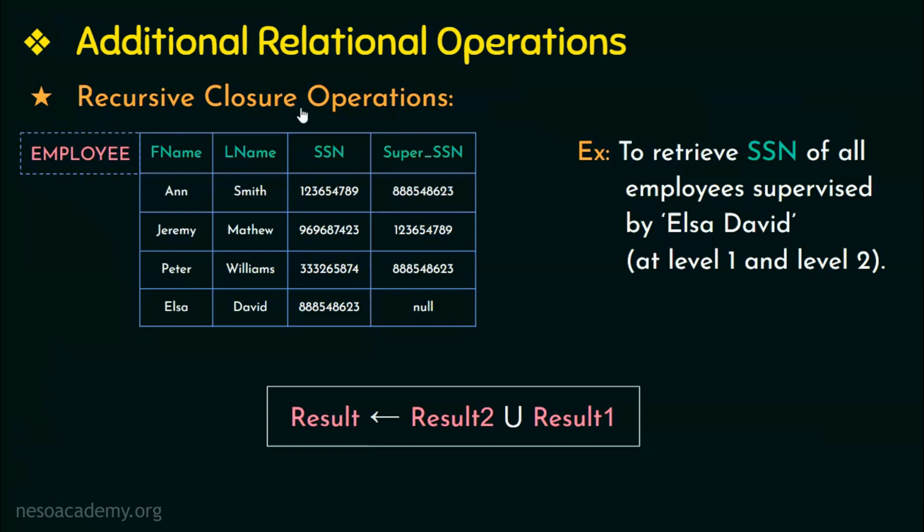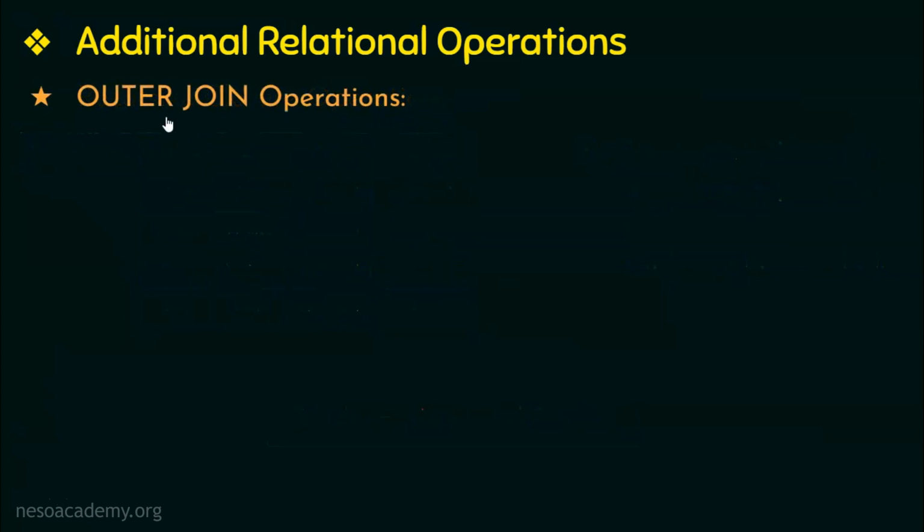That's it about recursive closure operations. Hope you have understood them. Next, we are going to learn about outer join operations. In our previous video, we had learned about a join operation. That join operation which we learned displays in the output only those combination of tuples from the two relations that satisfies the given join condition, and tuples that do not match are eliminated or they are not displayed in the result. This leads to loss of information.